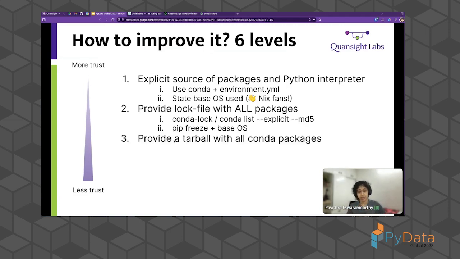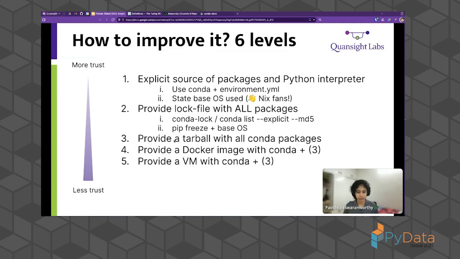After that, maybe that's not enough, right? You trust your delegated box even less, or you're even more paranoid. You can include a tarball with all the conda packages. If that's not enough, you can include a Docker image. If that's not enough, you can provide a VM with conda. If that's also not enough, you can just ship an entire PC with everything you want. Of course, that's a very, very extreme case, right? So this is just showing you the levels of reproducibility.